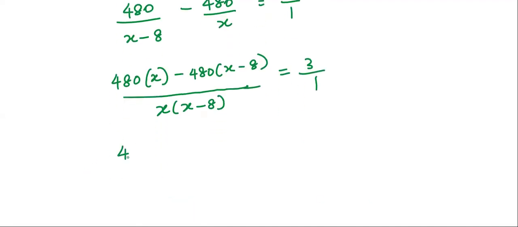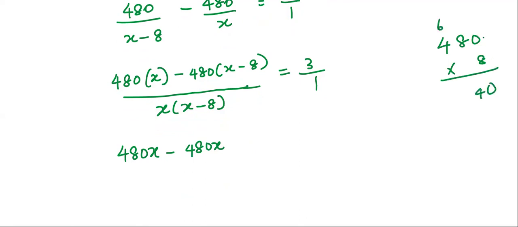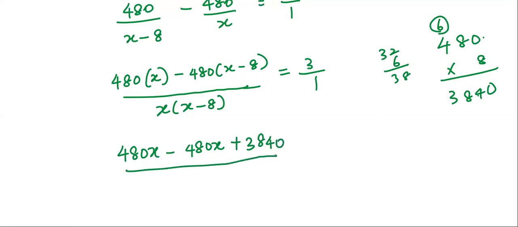So let's remove the bracket now. Now this will become 480x minus 480 into x will become minus 480x again. Then minus 480 into 8. So 480 into 8: 8 0s are 0, 8 4s are 32, 8 8s are 64, plus 3 is 67, so 3840. Minus into minus will become plus, so plus 3840. Again, below we have x into x minus 8 is equal to 3 over 1.